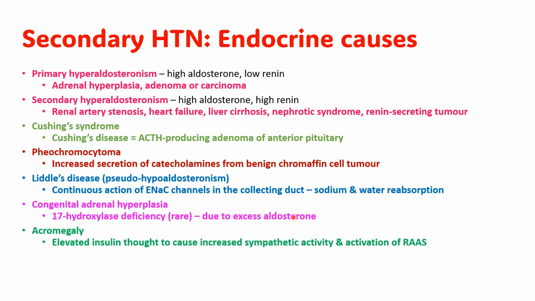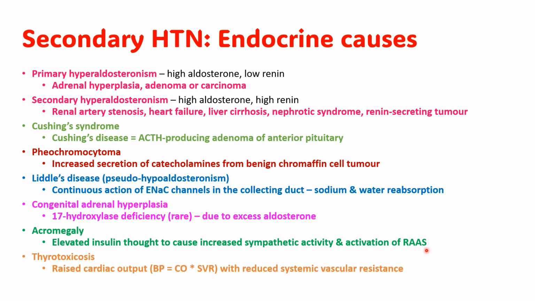And then acromegaly, which is where you have elevated levels of growth hormone. The hypertension is thought to be related to hyperinsulinemia, so elevated levels of insulin cause an increased sympathetic activity and activation of the RAS system. Thyrotoxicosis, so the elevated blood pressure in that is particularly related to the raised cardiac output. Remember the equation: blood pressure equals cardiac output times systemic vascular resistance. But we know in thyrotoxicosis there's reduced systemic vascular resistance.